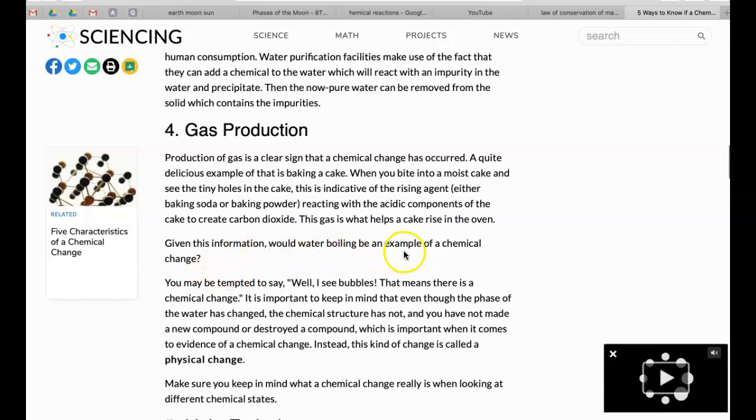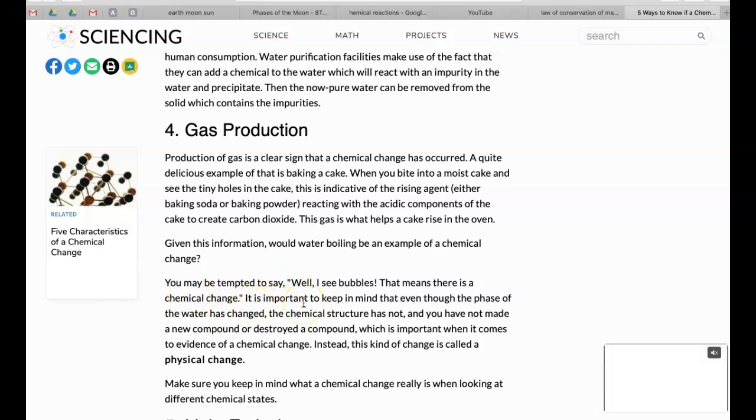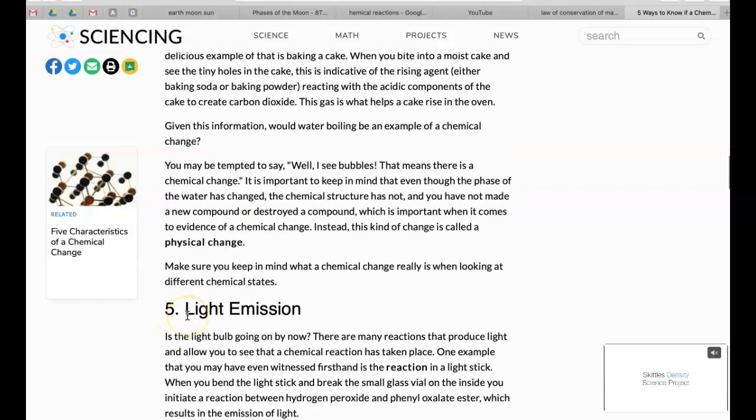Would water boiling be an example of a chemical change? Well, not really. It's important to keep in mind that even though the phase of the water is changing, the chemical structure has not. There's still H2O molecules, just in the air. So that's more of a physical change.